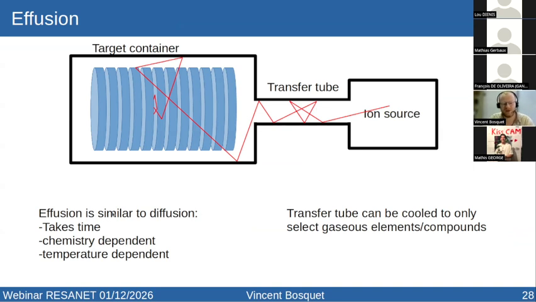And effusion is similar to diffusion because it takes time, it is chemistry dependent, and it is also temperature dependent. And usually, the hotter, the better. In most cases, though, effusion takes less time than diffusion. And there is a nice little trick in effusion, which is that you can cool the transfer tube. What it means is that the condensable elements will condense and be trapped inside the transfer tube, and only the gaseous elements will be able to go to the ion source to be ionized. And that can help to achieve some beam purity for some elements.